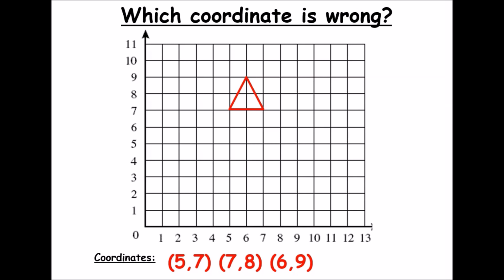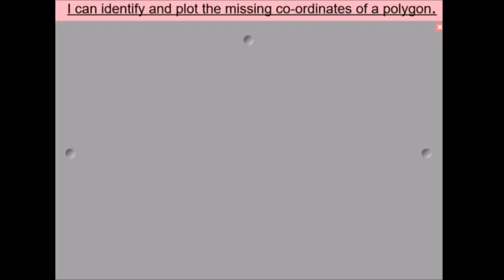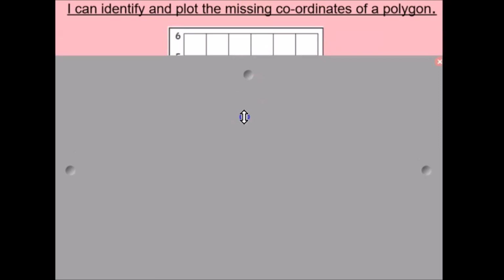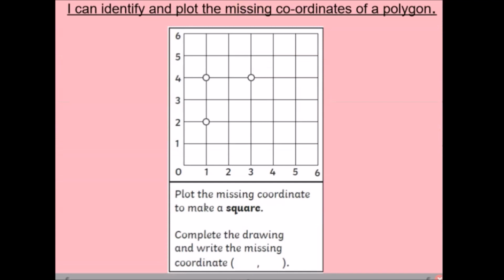Fabulous! Now it's time for the new learning. We're now going to learn how to identify and plot the missing coordinates of a polygon. A polygon, as you should know from a couple of weeks ago, is a closed shape with 3 or more sides. Let's begin by looking at this first question.